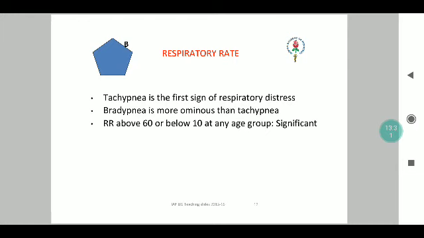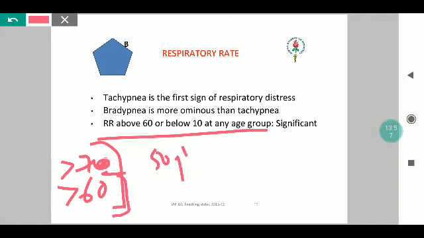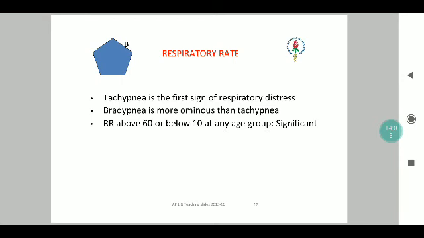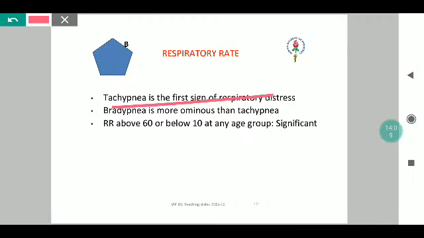A tachypneic child requires a different type of assistance. What is important to note, at any age group, less than 10 or more than 60 respiratory rate is significant. This is definitely in a layman's language. But if you do strictly want to consider age-wise, in newborn anything more than 70, but even more than 60 is considered significant, but in a neonate you can wait even up to 70. Up to 1 year it is 60. Up to 5 years it is 50. And subsequently it goes on to 30, 20, etc. and an age-wise cutoff is there. But for a simple layman term, remember that a tachypneic child is the first sign of respiratory distress and bradypnea requires immediate attention.